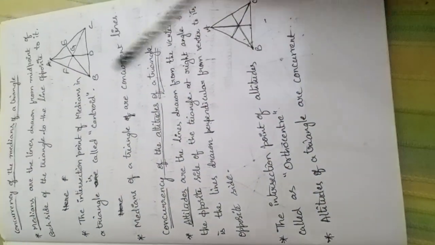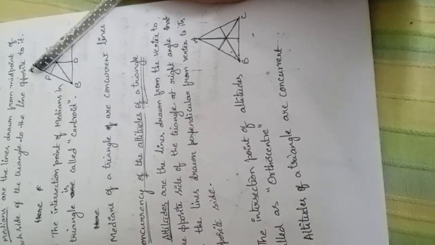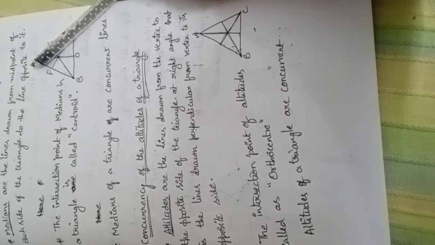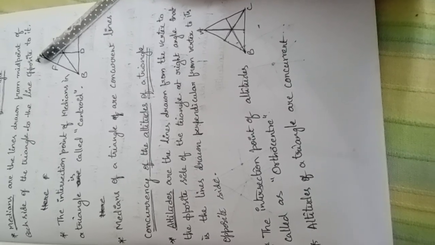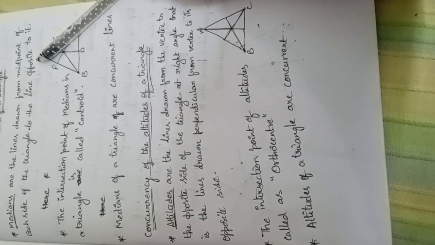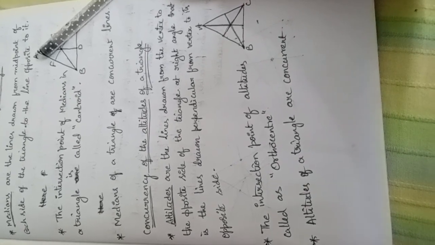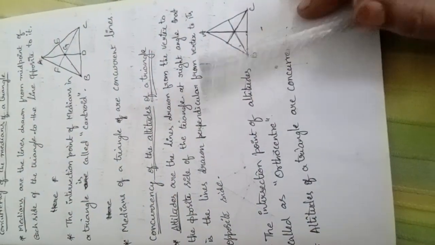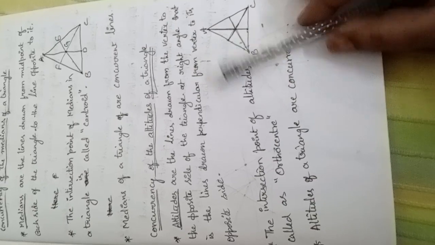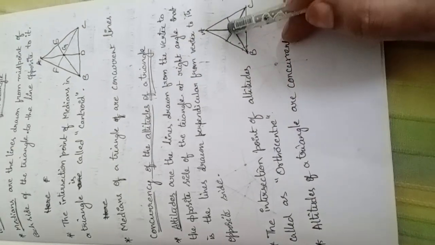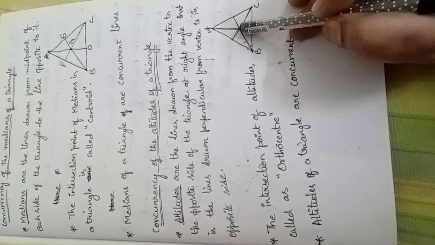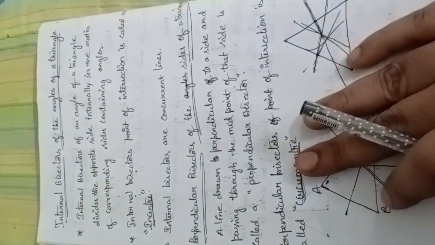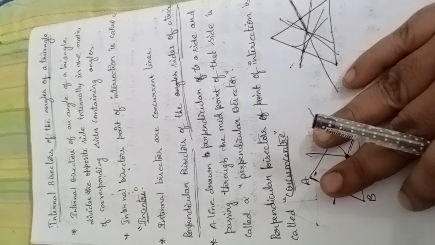Now coming to the altitudes of a triangle. Altitudes are the lines drawn from the vertex to the opposite side perpendicularly. Here we have three vertices and three sides, right? So we get three altitudes, and they intersect at a single common point called the orthocenter. So by this we can say altitudes are concurrent lines.